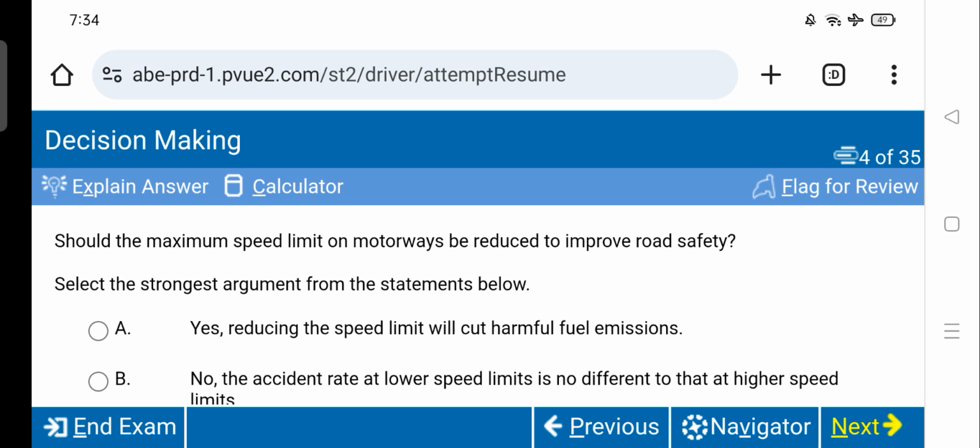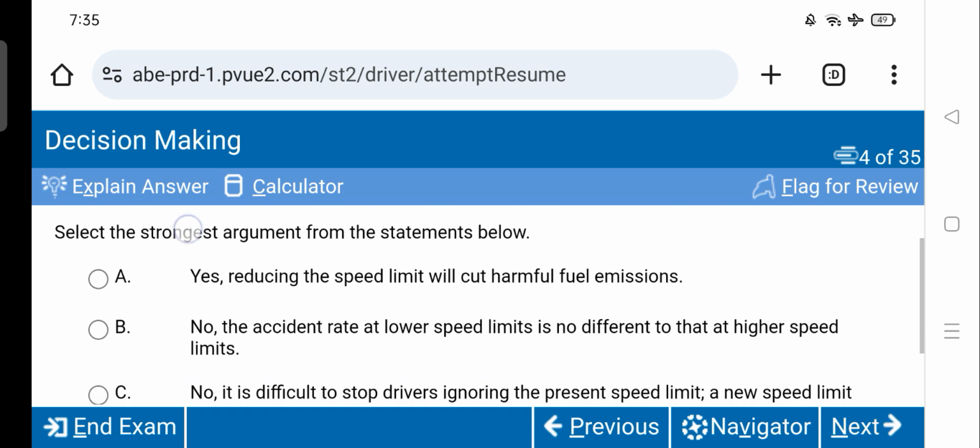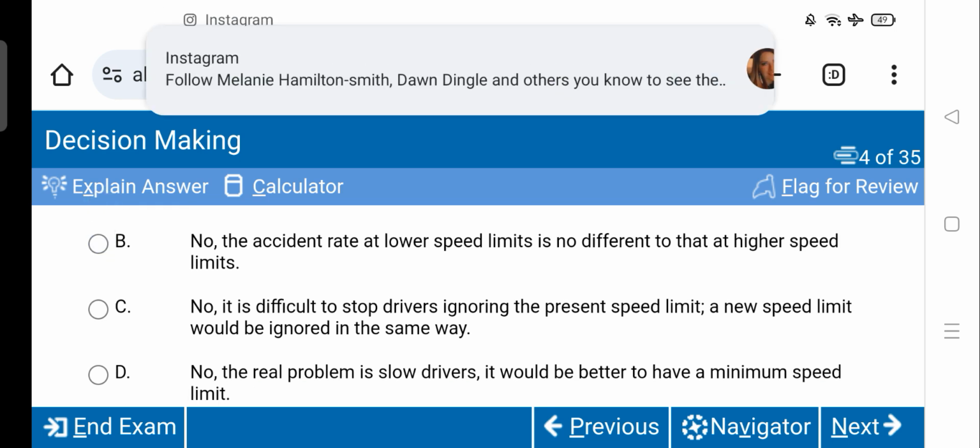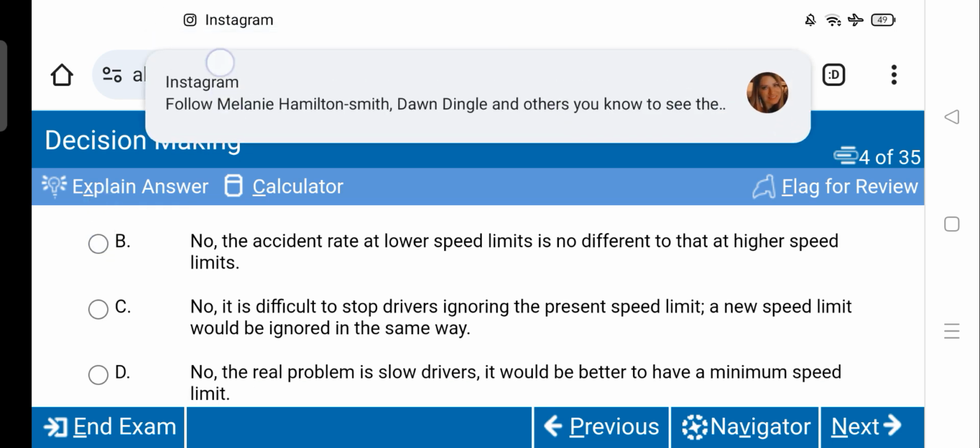Should the maximum speed limit on motorways be reduced to improve road safety? Select the strongest argument from the statements below. Option A. Yes, reducing the speed limit will cut harmful fuel emissions. Option B. No, the accident rate at lower speed limits is no different to that at higher speed limits.